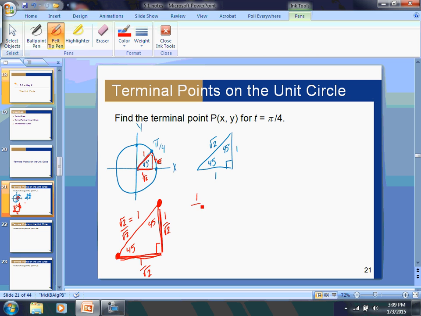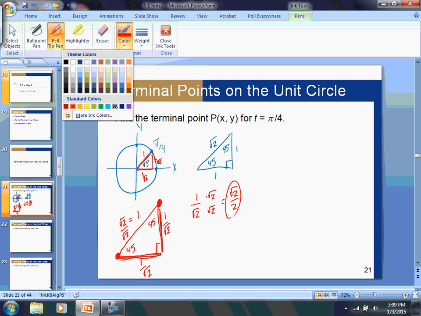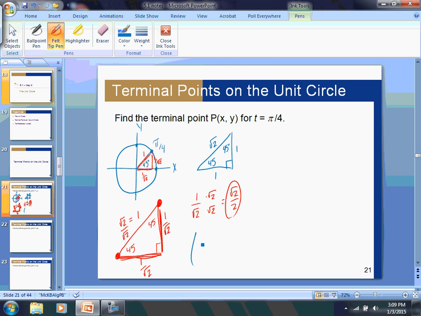However, I can't leave a radical in my denominator. That's not allowed. So I have to rationalize it. I have to multiply by the square root of 2. So it's really the square root of 2 over 2. So that's really the distance we're going to be traveling. So really, that terminal point then is going to be the square root of 2 over 2 and the square root of 2 over 2. So that's this point right here at pi over 4.